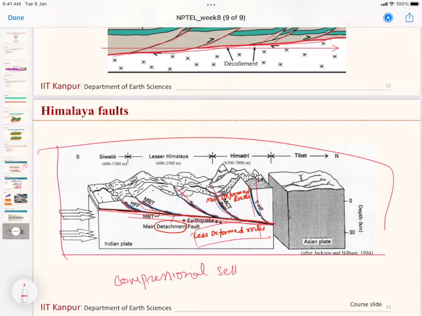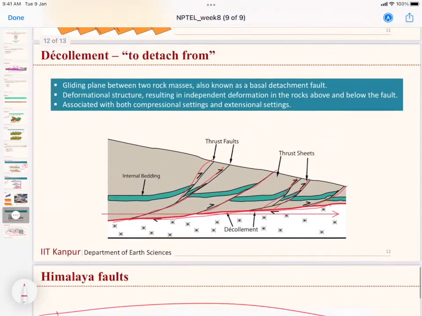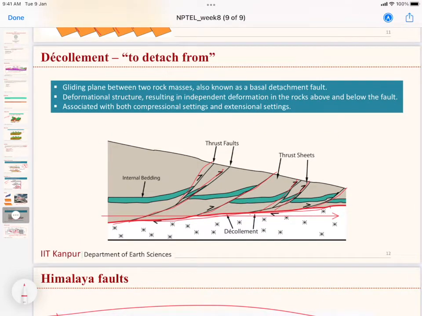Compressional setting, and since it is a compressional setting, that is why we are seeing the thrust faults. So many thrust faults. We have already discussed the main boundary thrust, the MCT, or the Himalayan frontal thrust. So, they all are thrust faults, and this major fault is also a thrust fault, and the similar thing is with the décollement.